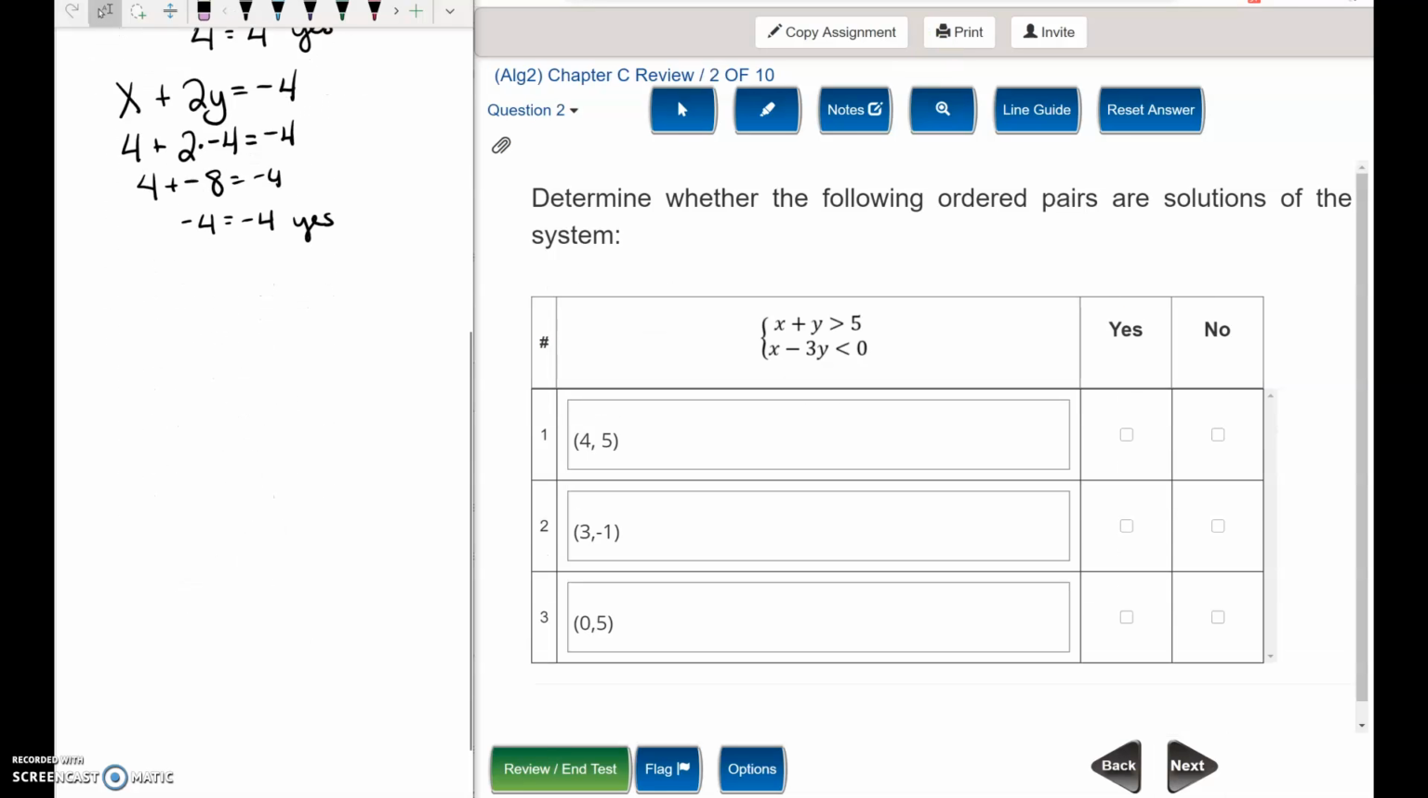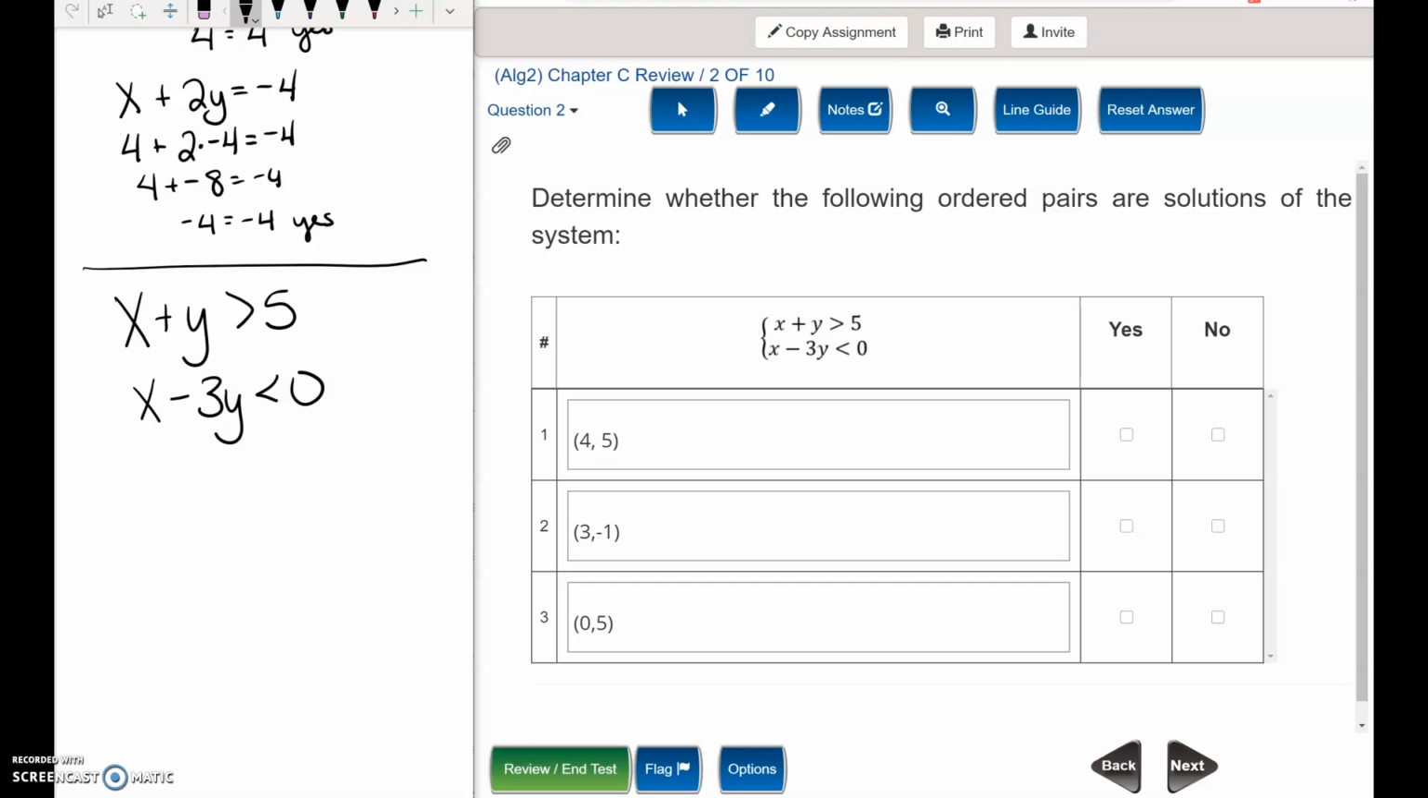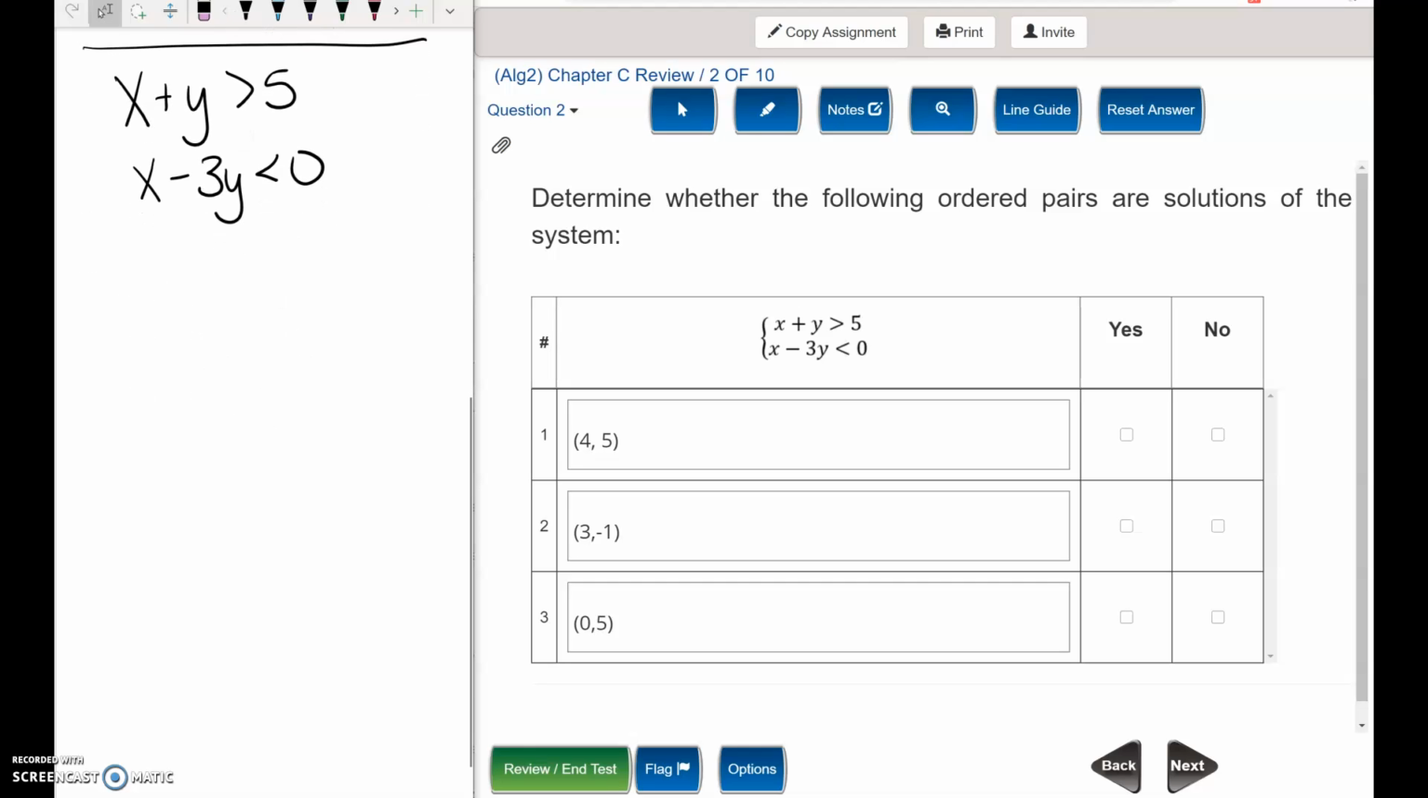Next, we're looking at inequalities. If you wanted to, you could graph these two inequalities and then see if these points are solutions, or you can plug them in. So I'm going to rewrite them up here because when I'm writing on the screen, my hand blocks that equation and makes it kind of difficult. So here's the inequality that we're plugging the points into. If I plug in the point (4, 5), okay, we do 4 plus 5, and we're checking to see if that's bigger than 5. 9 is bigger than 5, so it works for the top inequality.